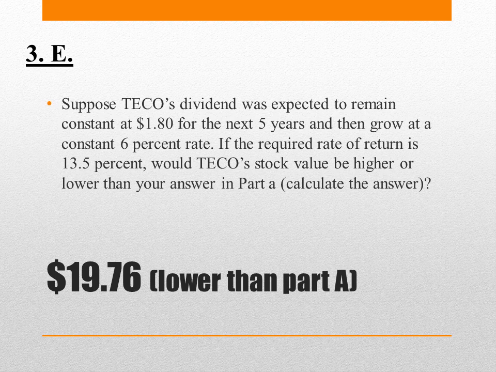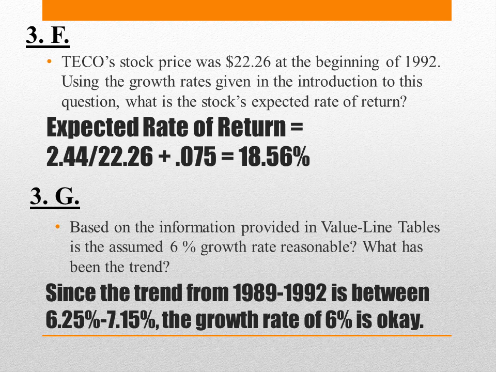Using the Excel spreadsheet, I was able to calculate that the stock is lower than the answer in part A. I found that it was 19.76, which is lower than the 28.57. TECO's stock price was 22.26 at the beginning of 1992. Using the growth rates given in the introduction to this question, what's the stock's expected rate of return? Here we plug in the numbers, and the expected rate of return is 18.56%.